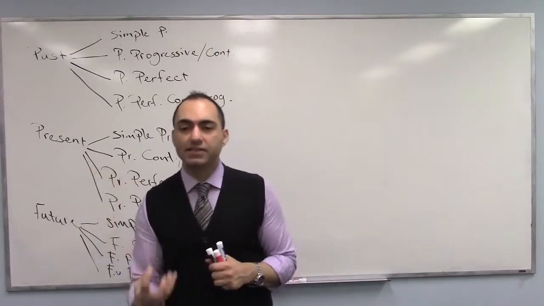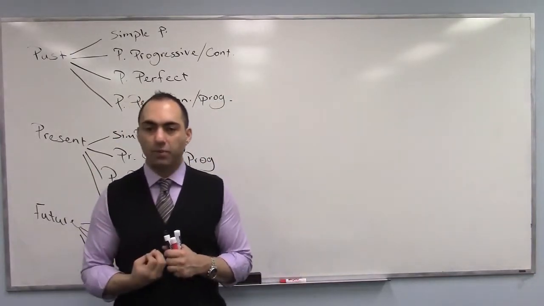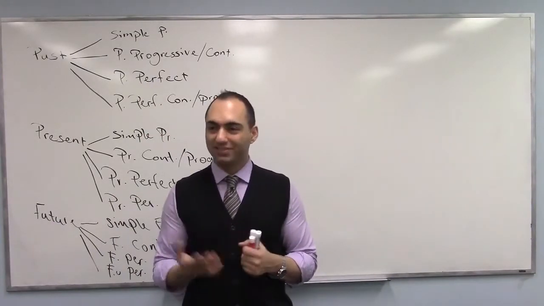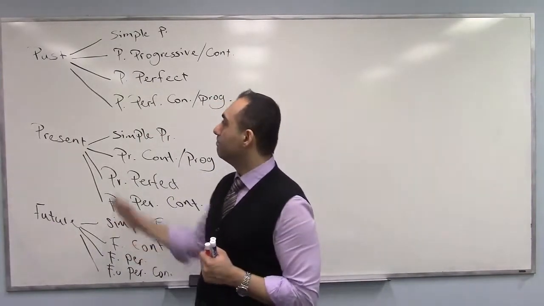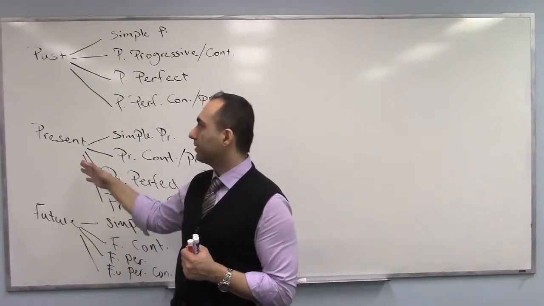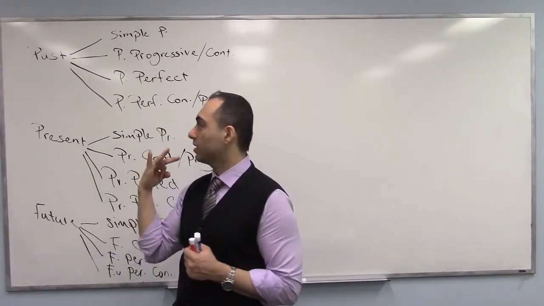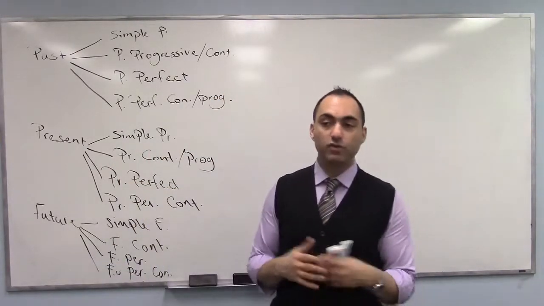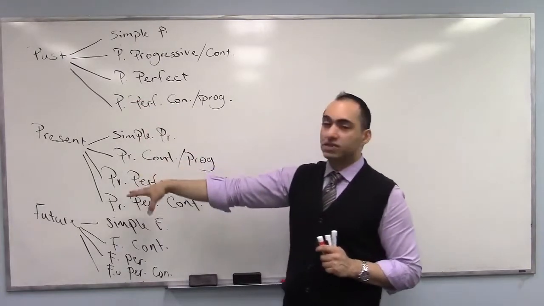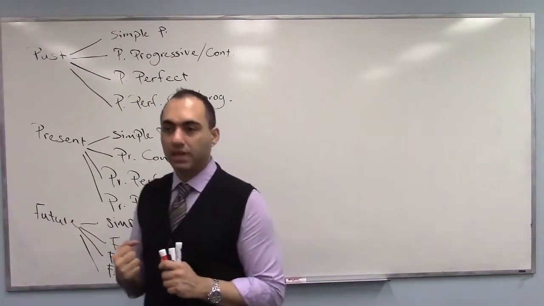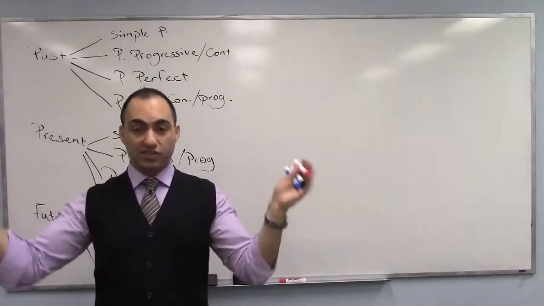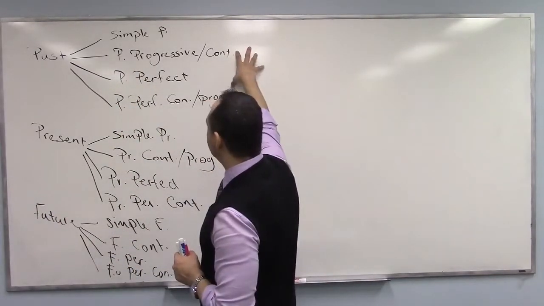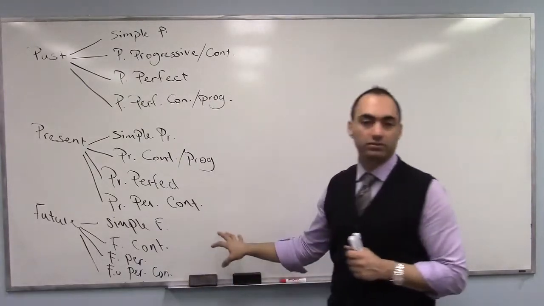Now, how many tenses are there in the English language? There are 12. Now, how many major tenses do we have? We have 3. What are they? Past, present, future. And every tense has 4 subdivisions. Now, the bad news is 12 tenses. The good news is they're all similar. So if you learn the 4 for one, we have the same 4 for the others.